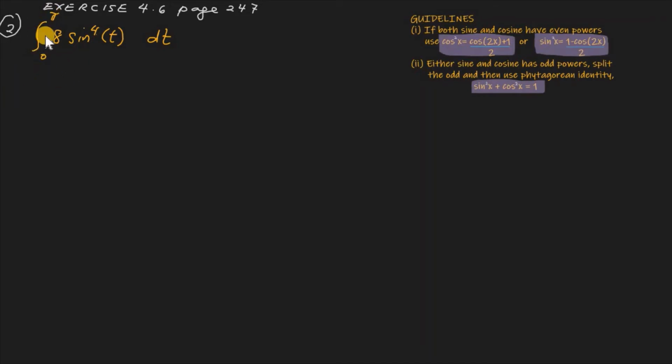Alright, so here we have the definite integral. How to do it? We can put the 8 outside, up front. Whenever you have a constant, you can just put it in front. So we have 8 and we have 0 to pi. And how do we integrate sine t power? You can also write it down like this, power 4 of variable dt.